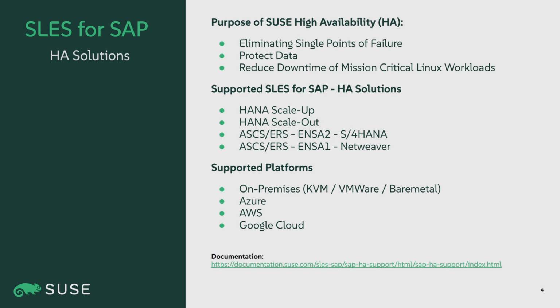SAP HANA is a database management system that stores data in memory. ABAP Central Services, or ASCS, is a core application service for SAP Applications. In an SAP environment, the downtime of either of these business-critical components could be catastrophic.